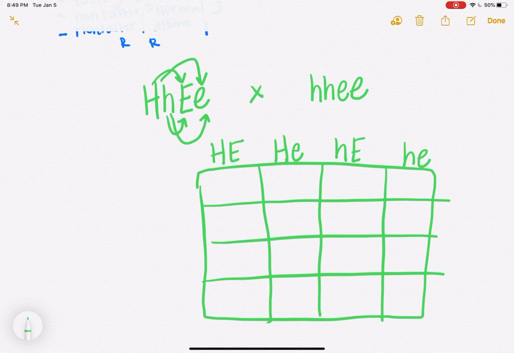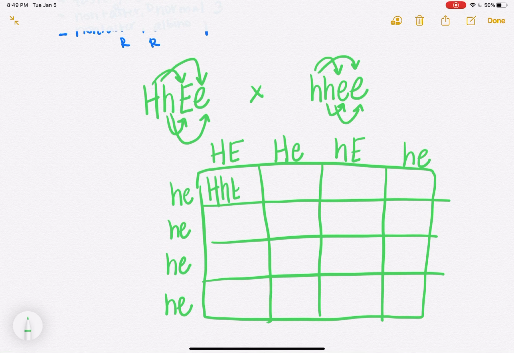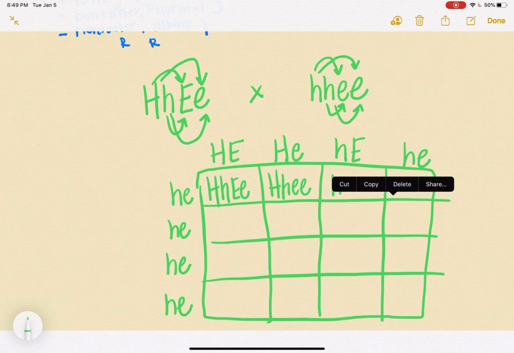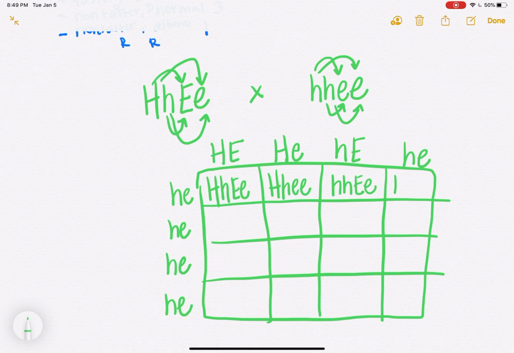We could have just as easily put him down the side. It doesn't matter. Over here, it's going to be little h, little e. And that's all the letters that she has. So all of them are going to be little h, little e. Little h, little e, little h, little e. Little h, little e. Okay? So when I fill out my Punnett square, okay? Now, I could keep going with these last few boxes, but they're all the same as this one.